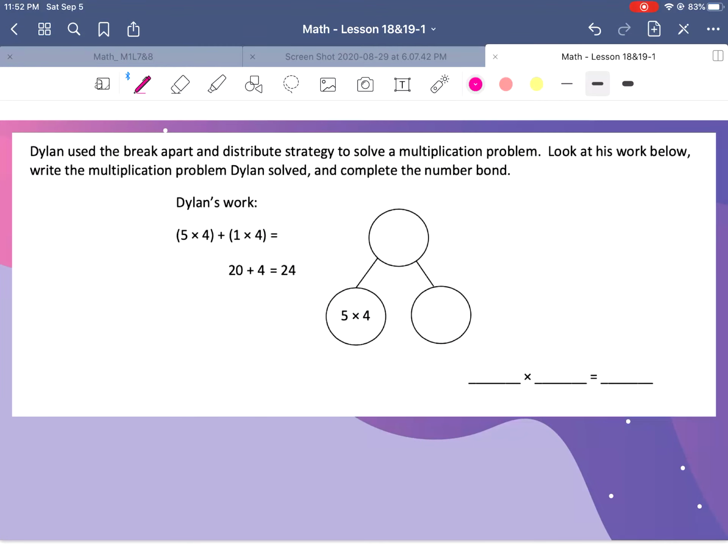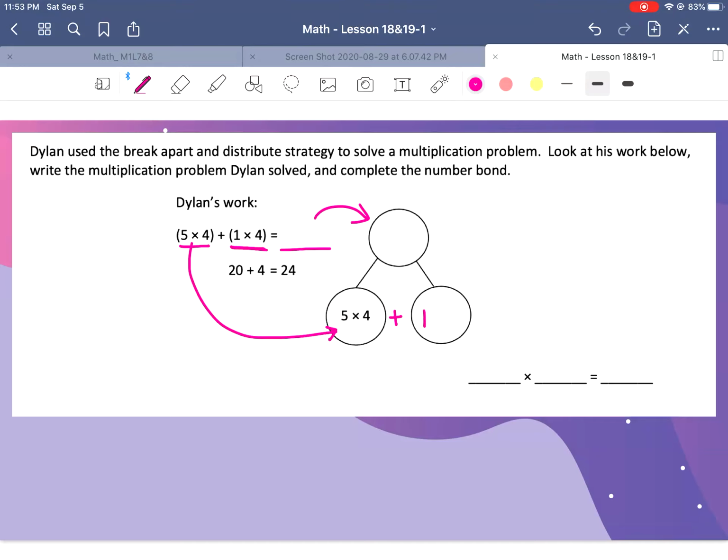Let's move on to the next question. Dylan used the break apart and distribute strategy to solve a multiplication problem. Look at his work. Write the multiplication problem Dylan solved and complete the number bond. So we don't know. Here we have the information for 2 bubbles, but we don't know the information for this top bubble. But we can find the number that goes inside the top bubble by using these 2 small bubbles. So 5 times 4, this is what is written in this first bubble.